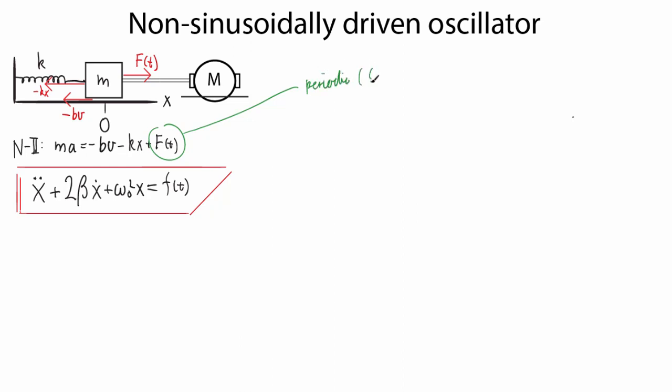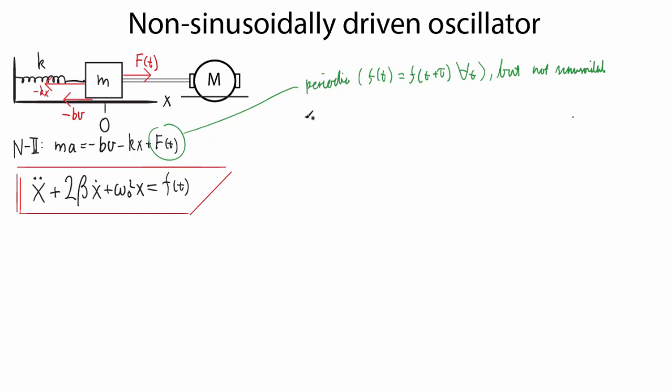periodic. In other words, f of t equals f of t plus tau, where tau is the period, for all times. But it's not sinusoidal. Okay? So that means that the solution that we have used before, which is given a sinusoidal driving force, has to be modified somewhat. Luckily, we can make use of Fourier series analysis, which has a couple of math interlude videos for you to review.